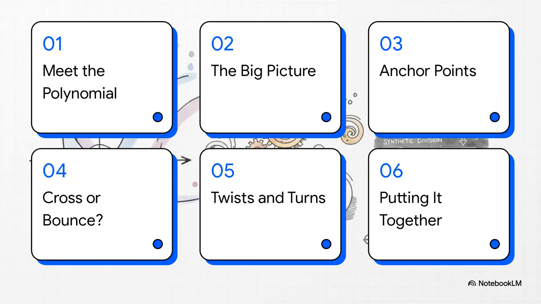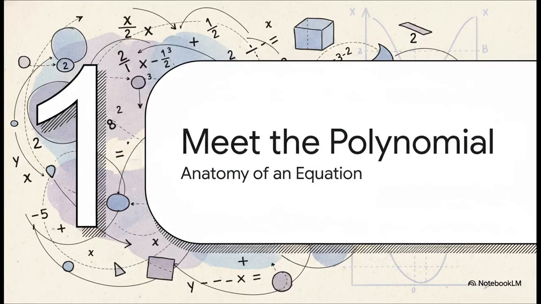Here's our quick roadmap to break this all down. 1. Meet the polynomial. 2. The big picture. 3. Finding the anchor points. 4. Cross or bounce. 5. Twists and turns. And finally, 6. Putting it all together. All right, moving right along to section 1.